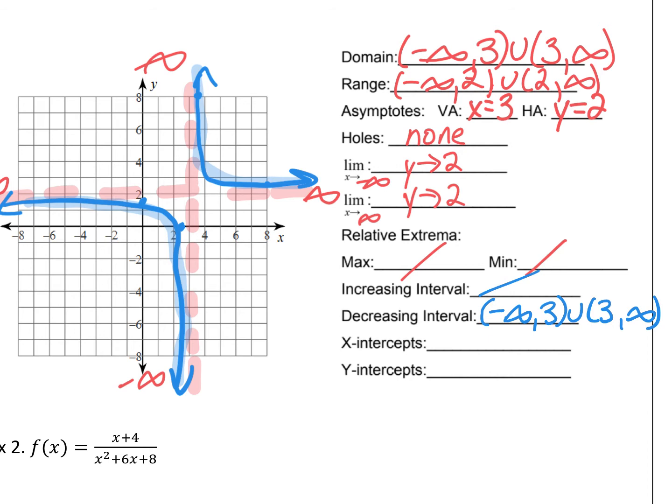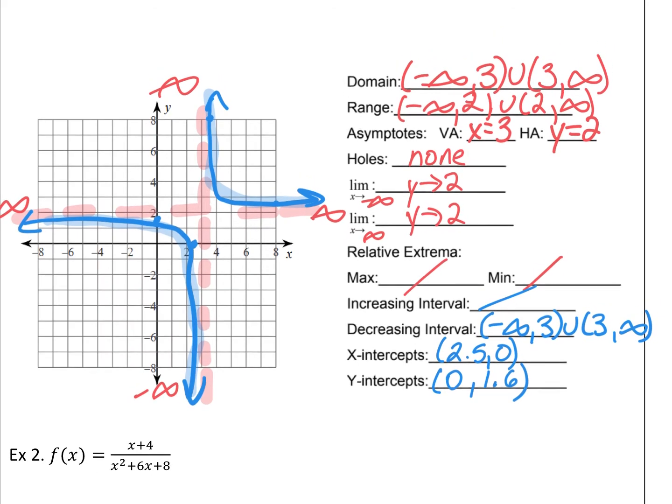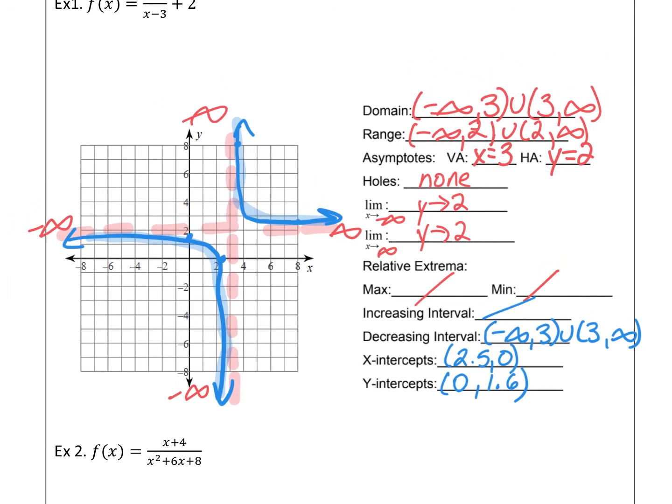X and Y intercepts. We should have been able to zoom in on these. What was the x-intercept? Perfect. And the y-intercept? 0.6? 0.16? 1.6. I see what you mean. I can't hear today. Okay, good. That makes more sense. Cool. So that's what we got. Any questions on that? Do we feel confident?